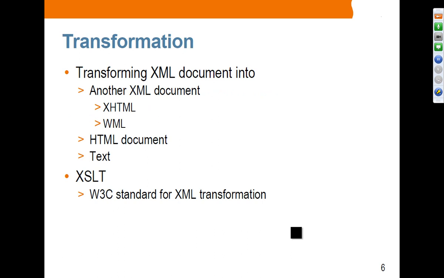So what does transformation mean? When we say transform, we are transforming an XML document into another XML document. That other XML document could be XHTML or WML, or we could transform it into an HTML document, or we could even transform an XML document into text. XSLT is a W3C standard for XML transformation.